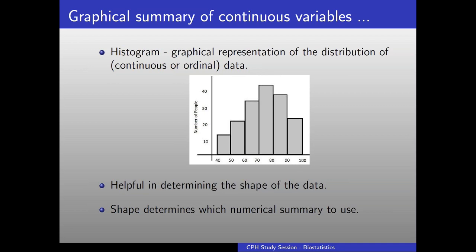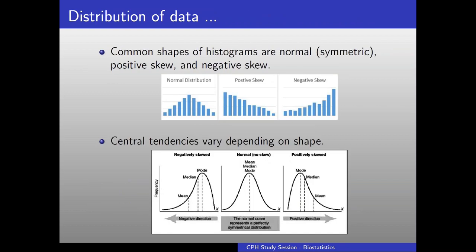Why do we do a histogram? It's helpful in determining the shape of the data. A histogram shows the shape of the data, which will speak to the shape of the population. And the shape determines which numerical summary is more appropriate as opposed to others.